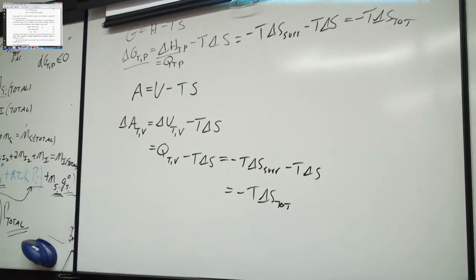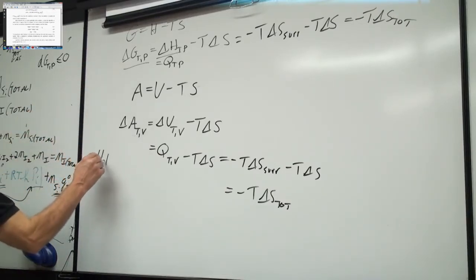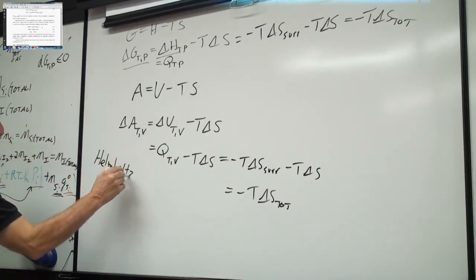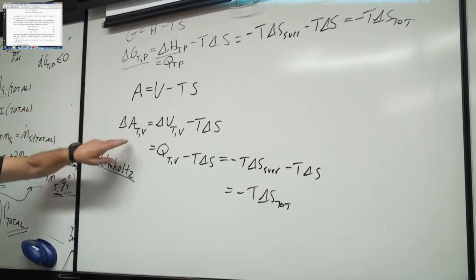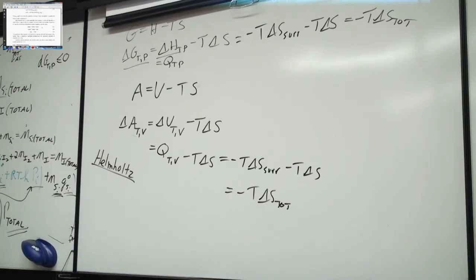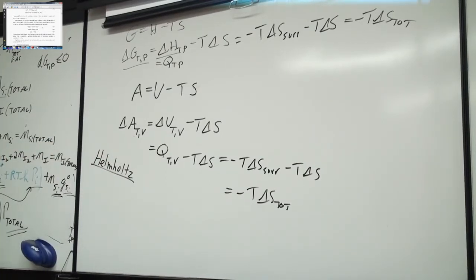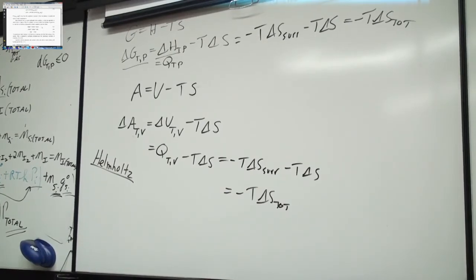A is called the Helmholtz function. G is the Gibbs function or the Gibbs free energy. Helmholtz is the Helmholtz function or the Helmholtz free energy. It's also called the work function. No reason to talk about why that's the case. G is for Gibbs. A is for Arbeit, which is the German word for work. So we should be minimizing the Helmholtz free energy, not the Gibbs free energy. So different constraints. Now, why don't we do this?